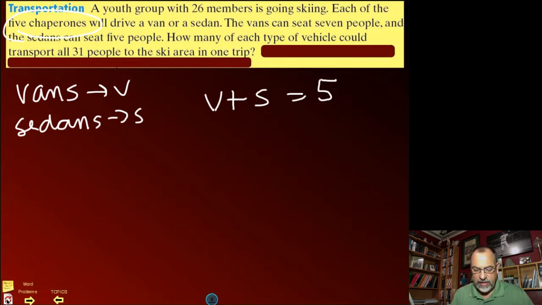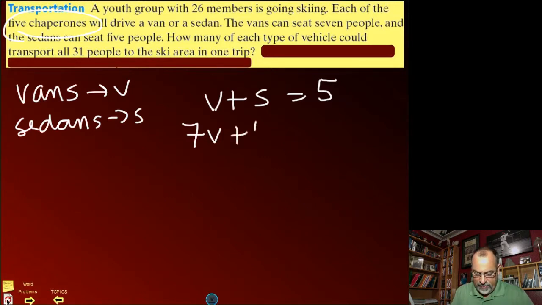The second thing that they tell us is how many can go per van and per sedan. Well, we're going to then use this V and S to multiply it by the number of people that can sit in it. So the vans can seat 7 people. So I can get 7 people in each van. So if I multiply the number of vans times 7, that'll tell me how many people. That's right, it's 7 per van.